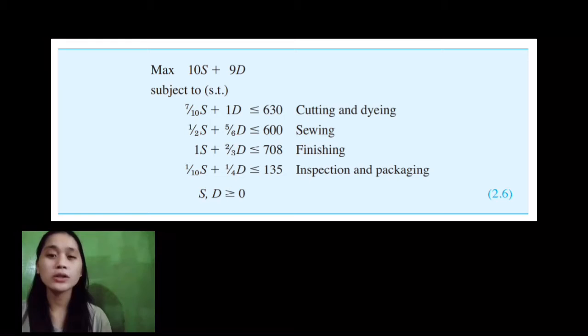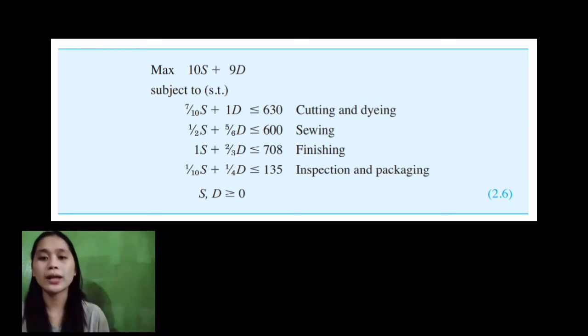A graphical solution approach can be used to solve linear programming problems with only two decision variables. Let's start the graphical solution technique by creating a graph, then show the problem as alternative solutions of S and D values.